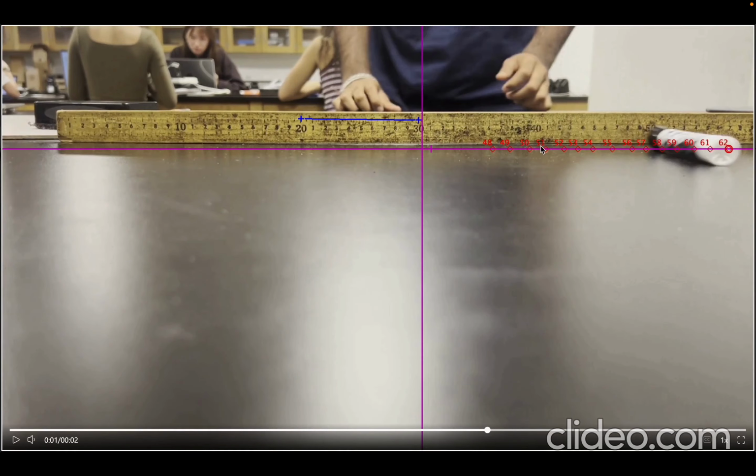So yeah, I started tracking data over here, and it doesn't matter if I started here or anywhere else, because velocity is constant. And my calibration stick is at 0.1 meters.